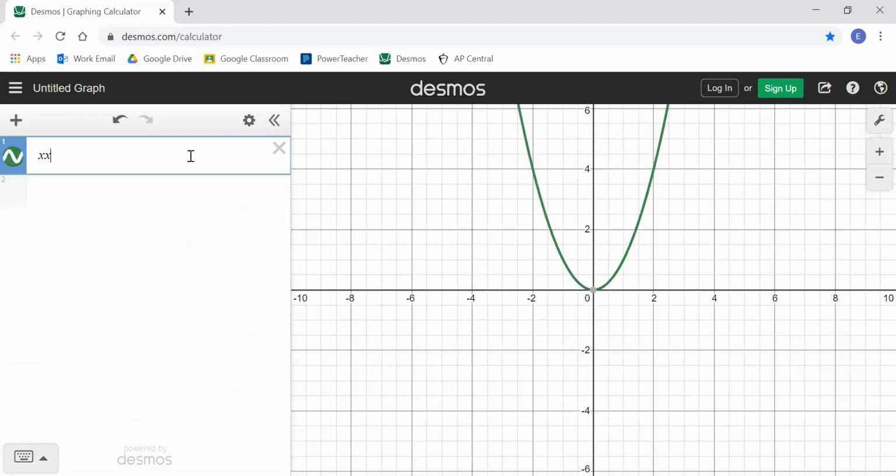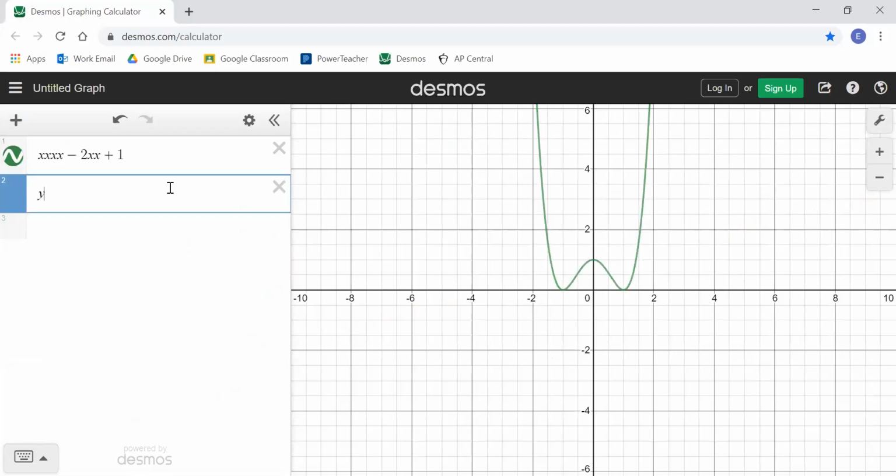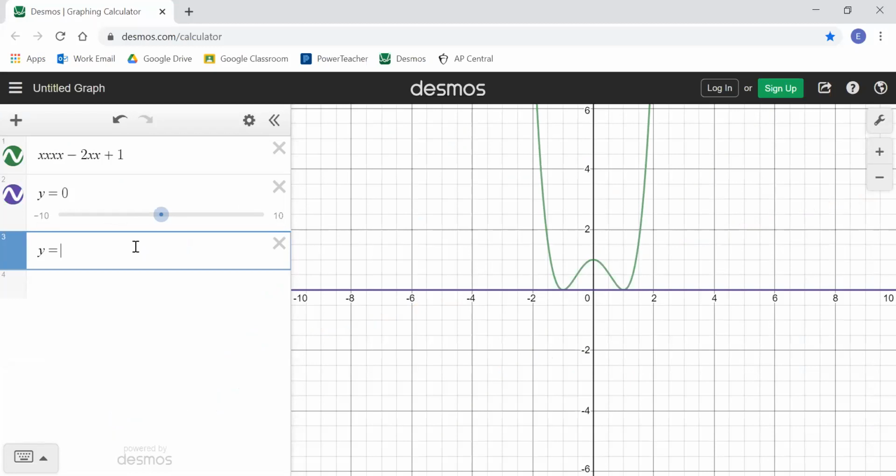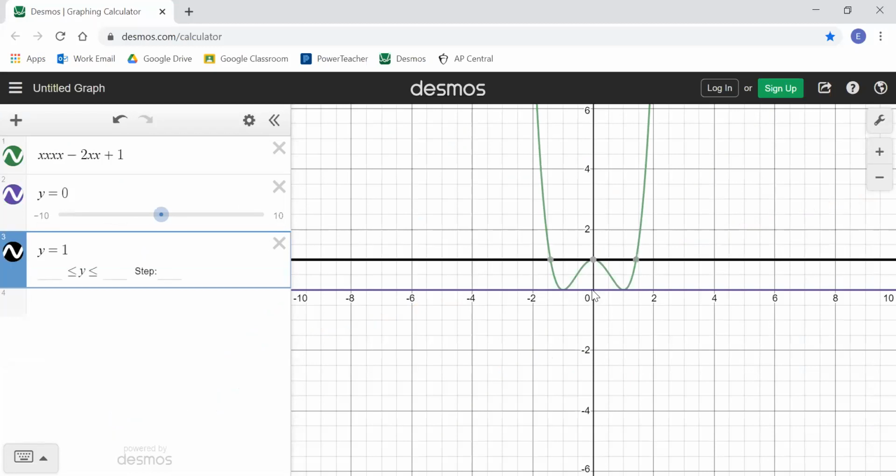at x to the fourth minus 2x squared plus 1. And we'll notice that at x equals negative 1, we have this horizontal tangent line of y equals 0. And at x equals 1, we also had that horizontal tangent line of y equals 0. And up here at x equals 0, we had a horizontal tangent line at y equals 1.